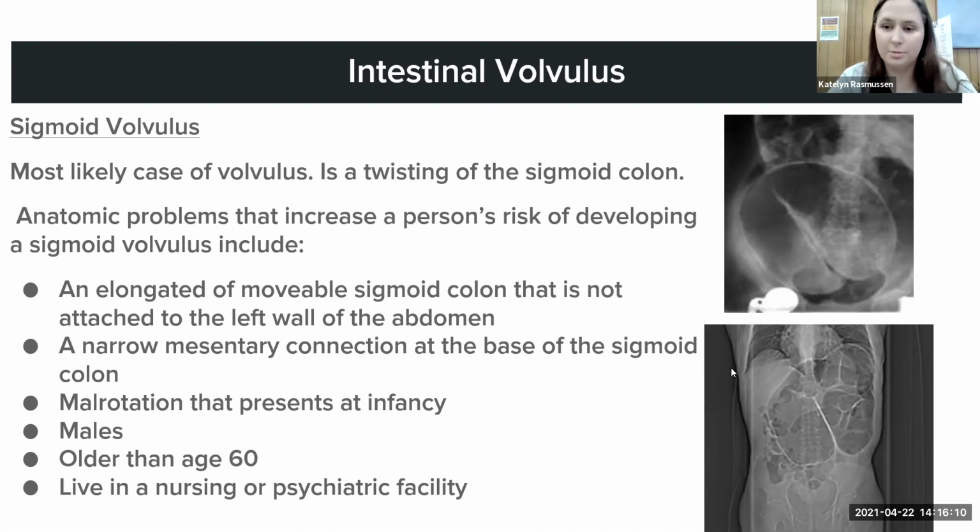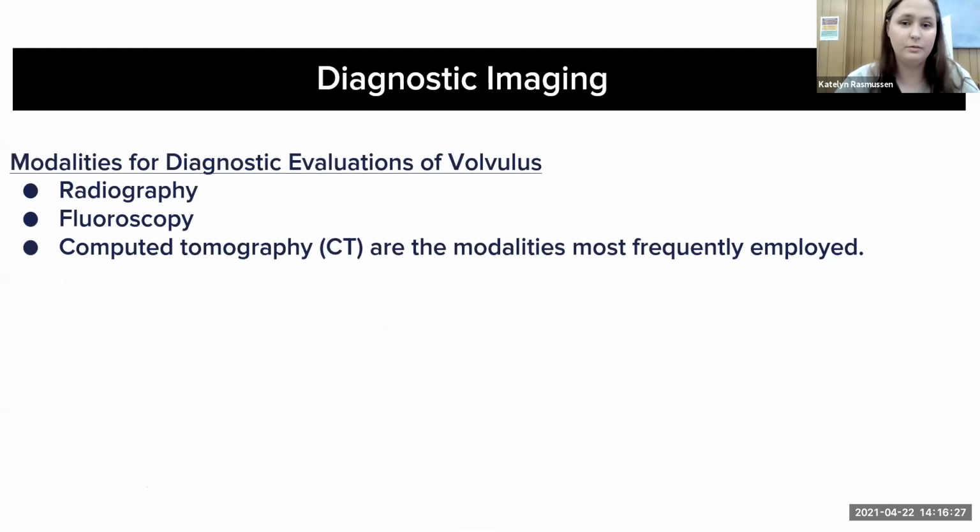As you can see on some of the x-rays here, when you take an x-ray of a patient with a sigmoid volvulus, you instantly see it, because it has this large bean shape. It's very striking when you take an image, and that's the first thing that you see. Alrighty, so Benny is going to go into some of the diagnostic imaging.